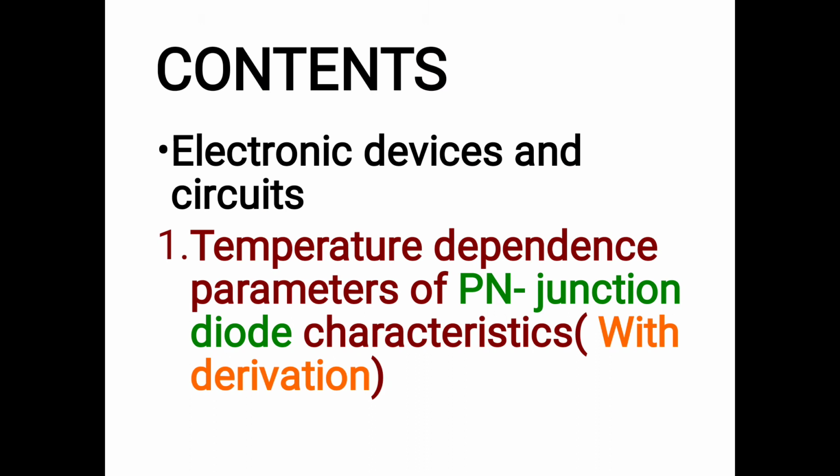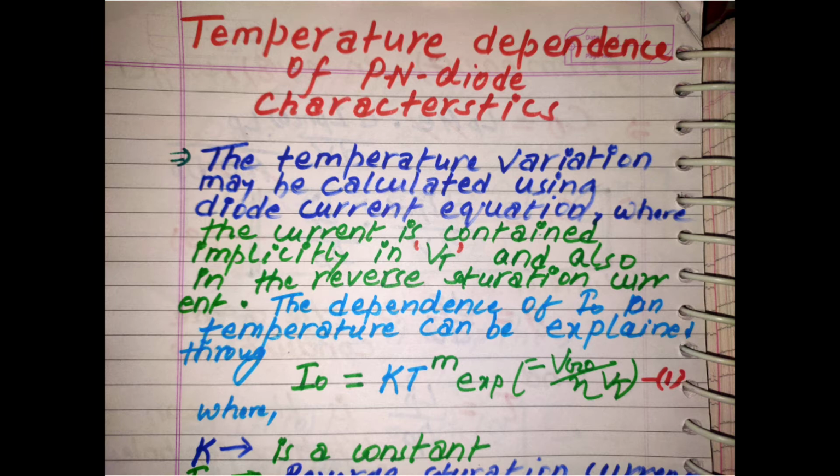In this presentation we are going to study the temperature dependence parameters of the p-n junction diode characteristic with derivation. We will particularly focus on the mathematical part and derive the equation for the reverse saturation current, that is, how the reverse saturation current varies with temperature, and then we will see how the voltage varies with temperature. So let us start our presentation.